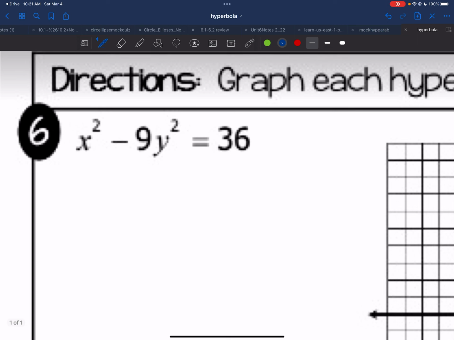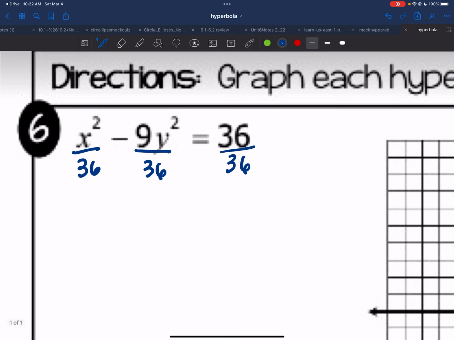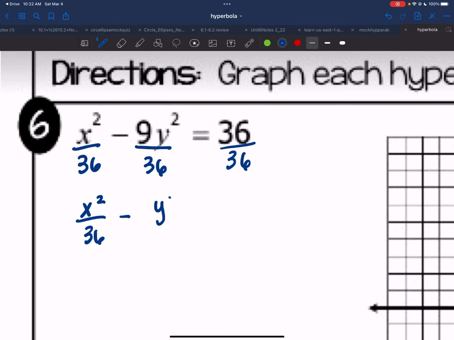Something's wrong here. It doesn't equal 1. So the way to get that to be equal to 1 is going to be to divide all parts by 36. Okay, so that's a little bit of an extra complication, but it shouldn't be too bad for you. So I have x squared over 36 minus, now 9 goes into 36 4 times, so that's just going to be y squared over 4 is equal to 1.